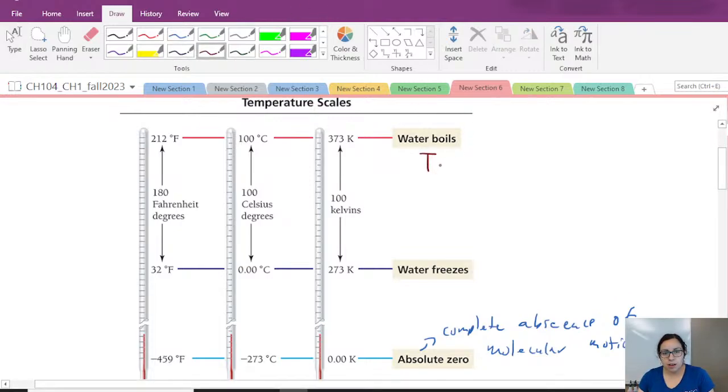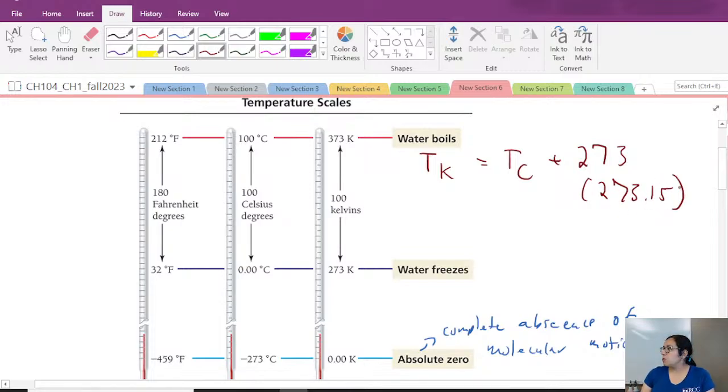And so we can say that our temperature in Kelvin is equal to our temperature in Celsius plus 273. Sometimes you see this written as 273.15. But honestly, I never use this 0.15, because if you look at your scales, especially in lab, if you're looking at your thermometer, it's not going to be that accurate. So I usually just abbreviate it to 273 there.